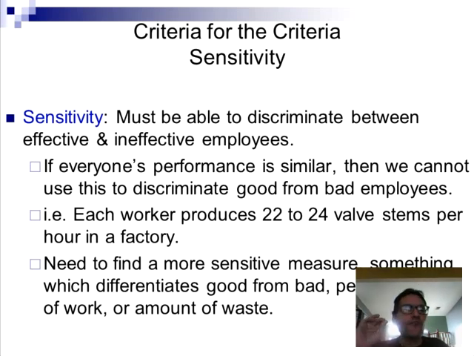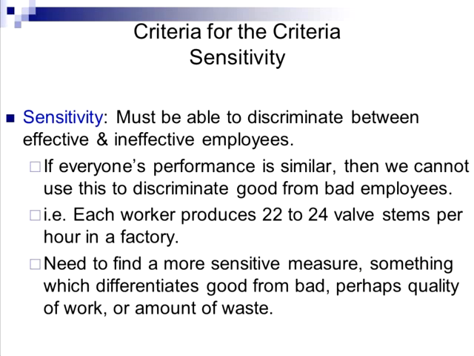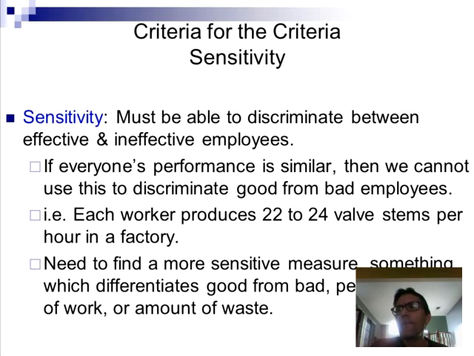It's not a sensitive criterion. And so if you used valve stems per hour as a criteria, you're not discriminating between who is good and bad on the job because there's no room for variation there. Instead, you need to find a more sensitive, right? Like we had kind of described, a more sensitive measure of performance in this case is not valve stems per hour, but instead quality, okay? Or how much waste is produced in the production of these valve stems. So you'd have to come up with a better way to literally discriminate good from bad.